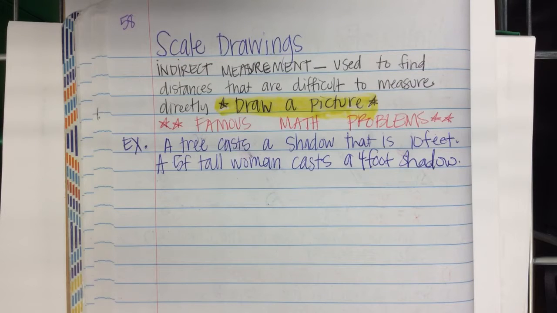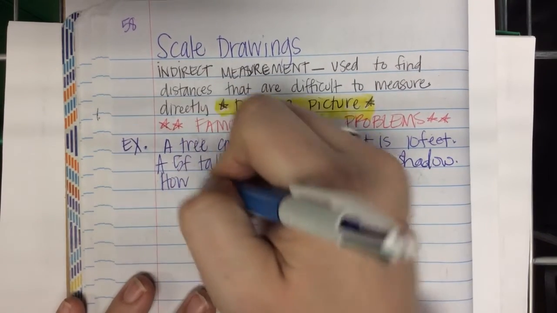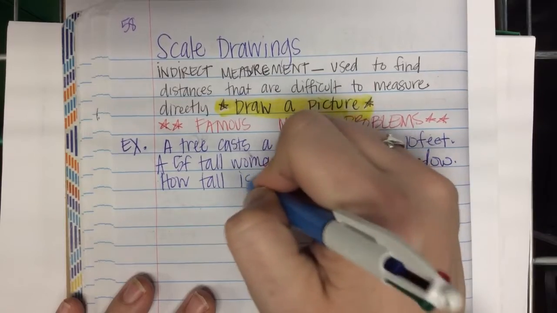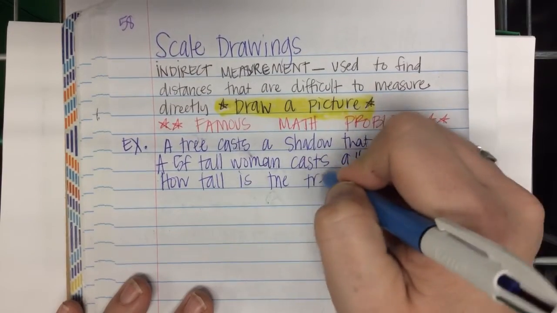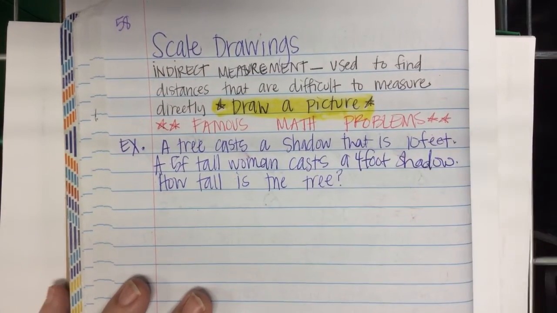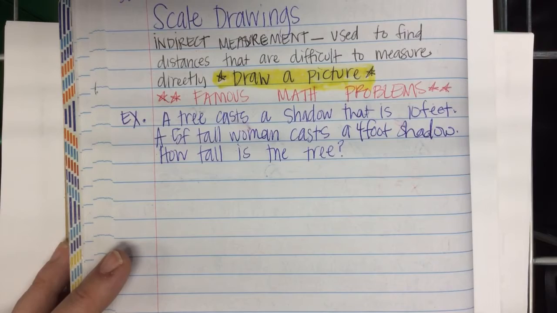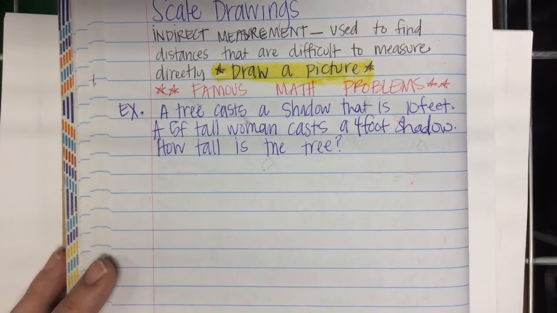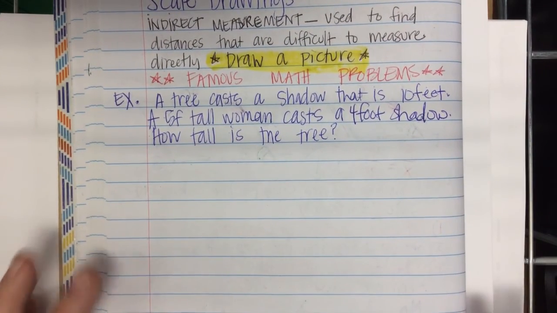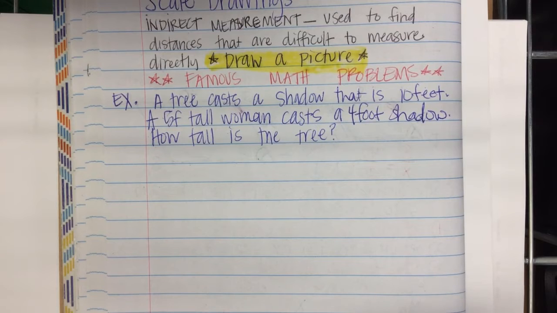Right, so a tree casts a shadow that's 10 feet. A 5-foot woman casts a 4-foot shadow. How tall is the tree? So, we're going to draw a picture.